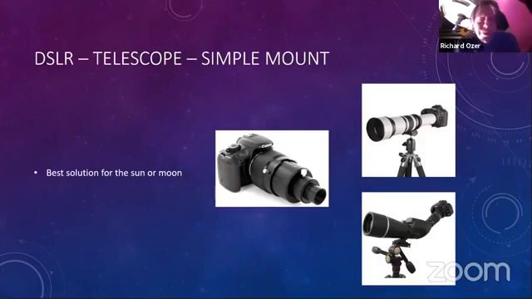Now, the next thing you can do with your DSLR is attach it to a telescope and put it on a simple mount, either a tripod or an inexpensive motorized mount. And I'm going to grab a DSLR here. I'm going to stop the sharing for a moment. So this is a standard DSLR camera. This is a Canon EOS T1i.